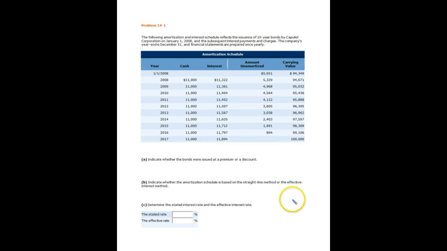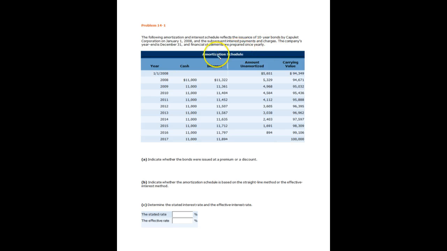There are about 3 of the homework problems that I wanted to go over in a recording. One of them is problem 1. We can see here that there's an amortization schedule showing a 10-year bond and the subsequent payments and charges. The company's year end is December 31st and the financial statements are prepared yearly.